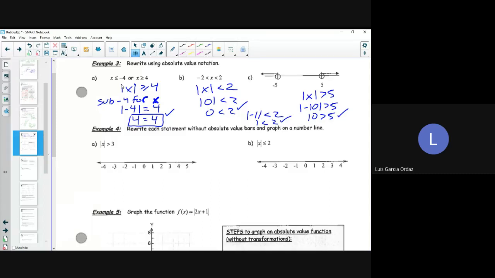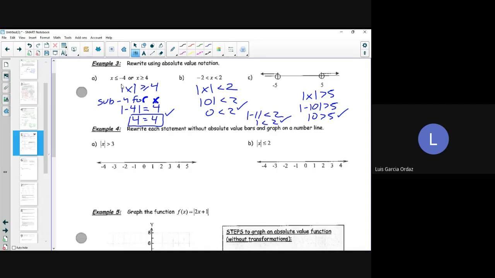Right? So that is how you would rewrite the absolute value notation given interval notation, okay? So we're gonna move on to example 4. We want to rewrite each statement without absolute value bars and graph it on a number line, okay? So all it wants us to do is just graph it on a number line, okay? So if we have the absolute value of x is greater than 3, how would I graph that on a number line?